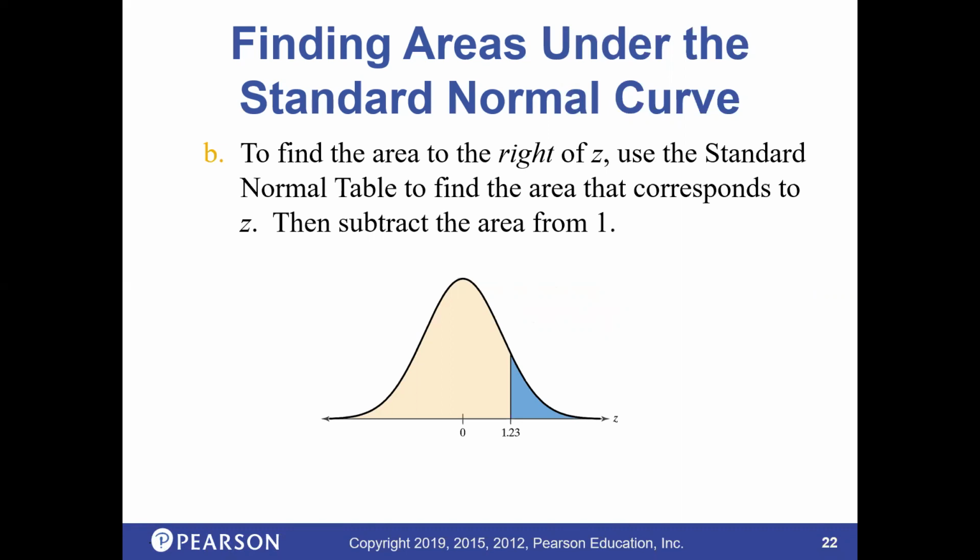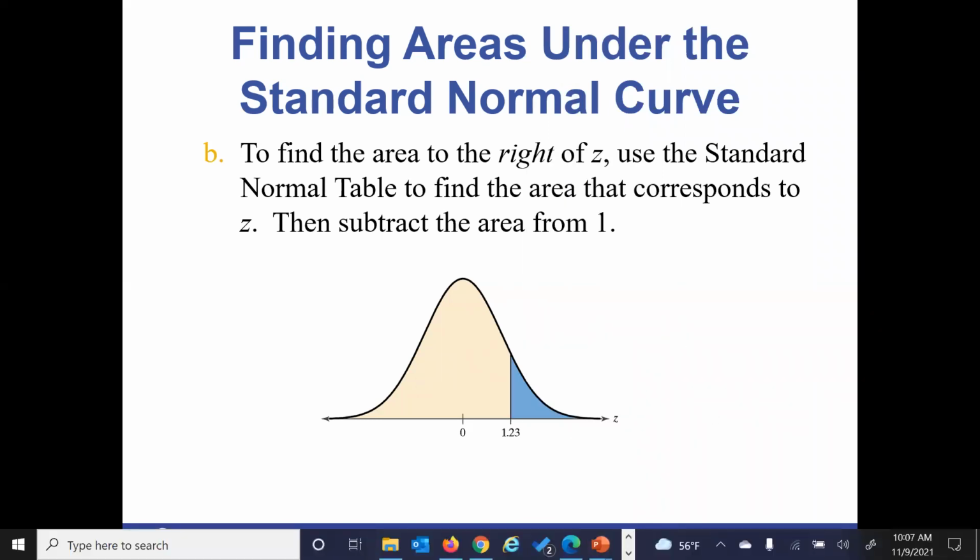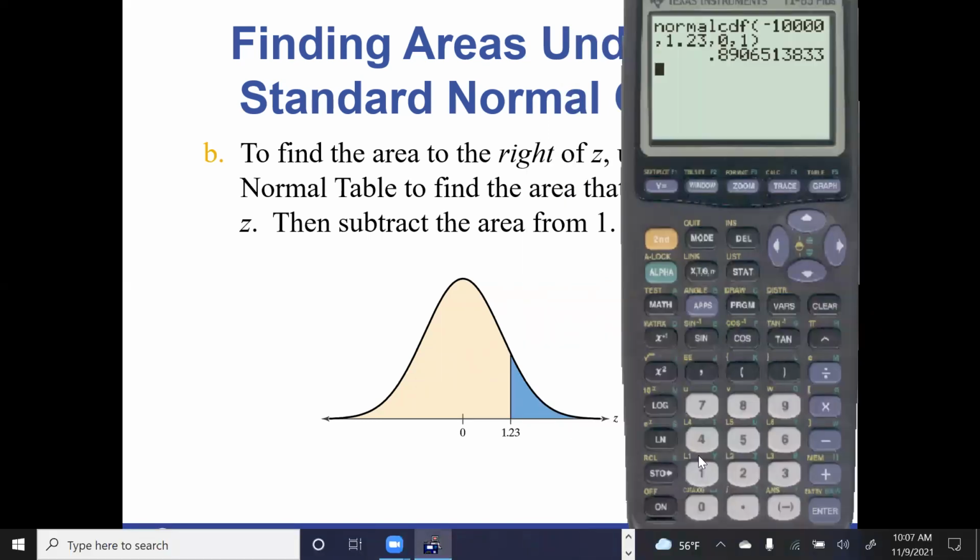Did you guys get the area to the left of 1.23 already? Oh, we have it on our calculator, don't we? What was it again? 0.8907, right? Okay, so how about this? Since I already know the left area, can't I just do 1 minus 0.8907? Is that good? Since I know the left, the right is just going to be complementary, right? It's away from 1.